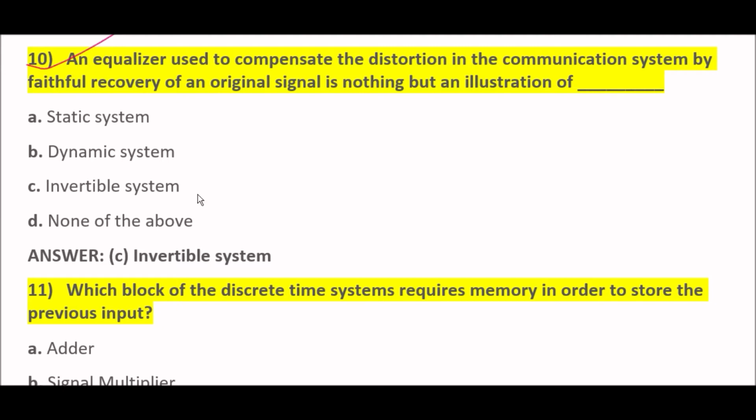Right answer here is option C, invertible system, because an equalizer used to compensate the distortion in the communication system by faithful recovery of an original signal is nothing but an illustration of invertible system. Okay, this is very important question.